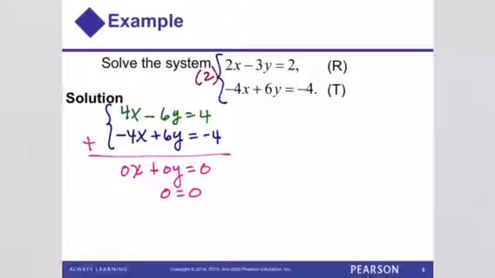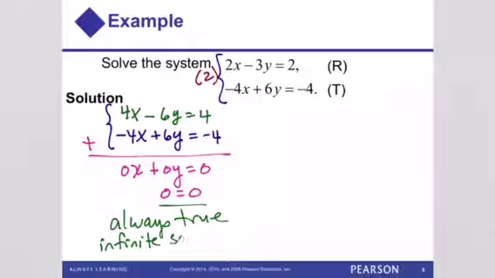I solved them and look what happened. I got 0x plus 0y equals 0. In other words, 0 equals 0. Because this is always true, this tells me that I have infinite solutions here. So let's just think about this for a second.